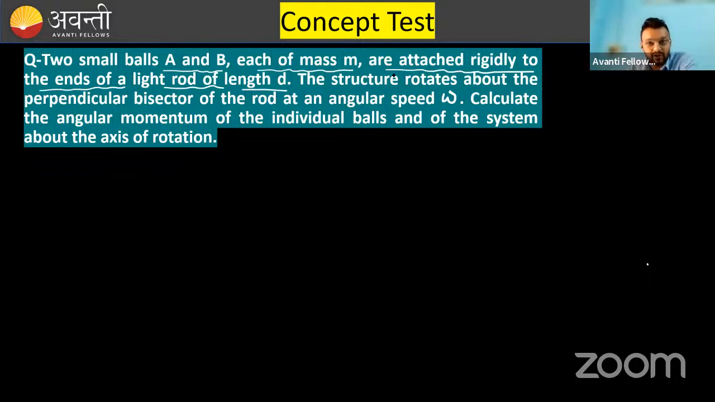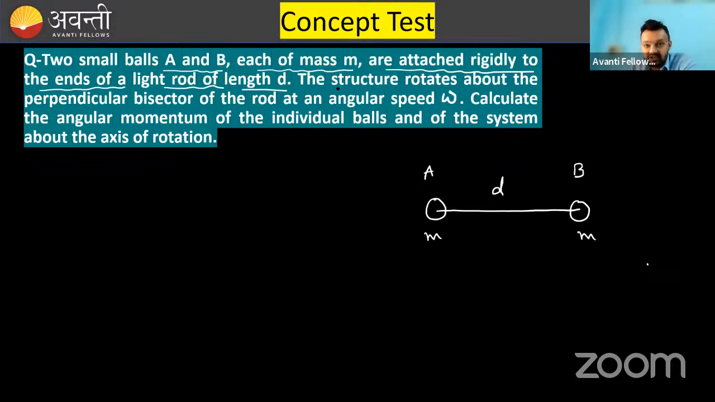So the first thing that I have noticed is that there is a light rod of length d. So I will draw that light rod. Let's suppose this is the light rod. It has no mass and it has a length d. Clear? And two balls A and B are attached at the two ends, each of mass m. Everything is sorted till now.